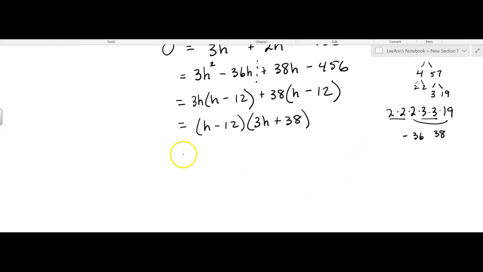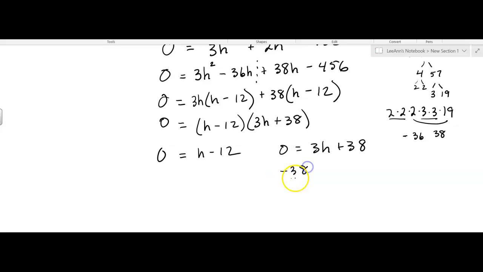And so I have some good news here in a second. By the way, these were all zeros equaling that. So we get 0 equals h minus 12, or 0 equals 3h plus 38. Kind of have it written backwards. Now, watch what happens on the right. If I subtract the 38 and I divide by 3, I get this negative number for h. Well, that's not going to be true. You can't have a negative height, so that's not going to work. But the other one, I get h equaling 12, and that looks reasonable.